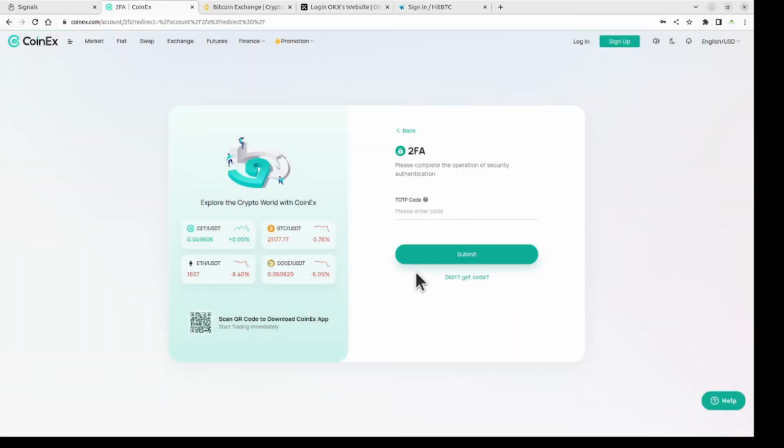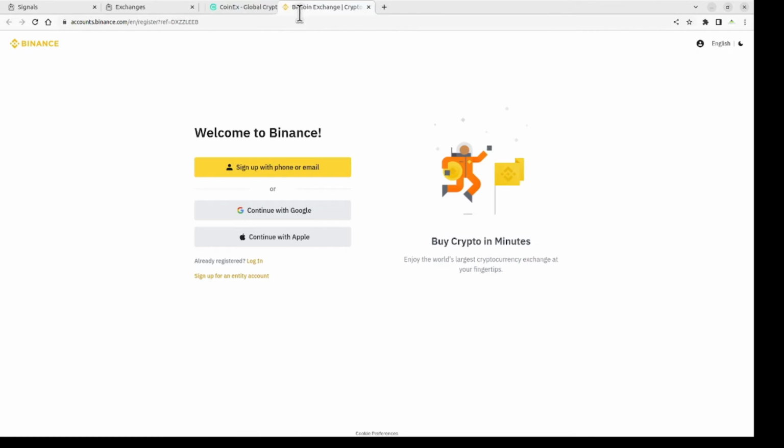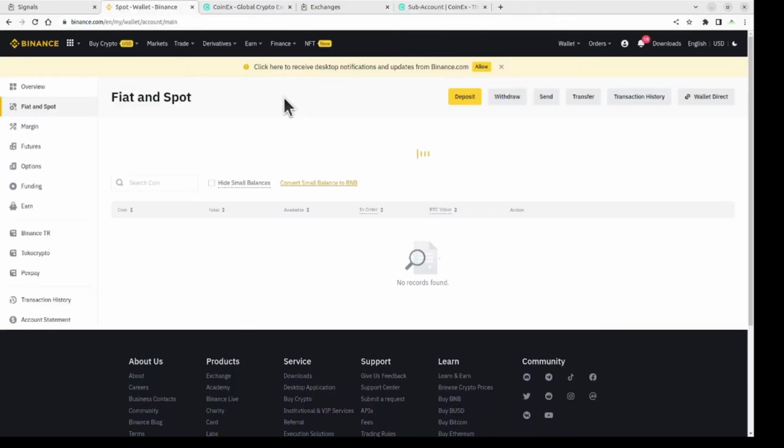Then, since all my Luna and USDT is sitting at Coinex, I'm going to get the Luna deposit address for Binance and go withdraw Luna at Coinex to that address. Then get the deposit address for USDT at Binance and withdraw to it at Coinex. For USDT, I use the TRC20 network because it is the cheapest and available on both exchanges.